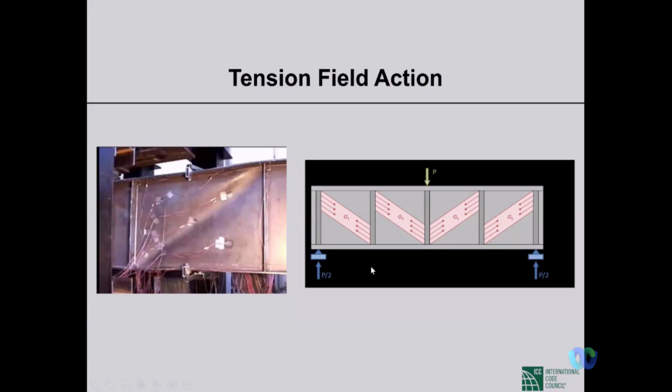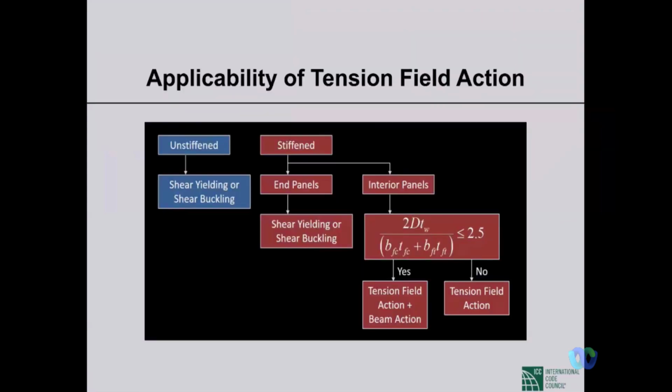So that will still take force, and that is called tension field action. If we calculate the capacity only on the basis of buckling due to compression, diagonal compression, we will underestimate the capacity. So we can consider this tension field action, and that will give us a more accurate estimation of the capacity.